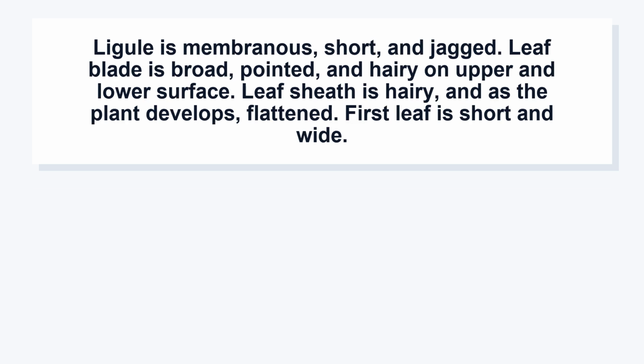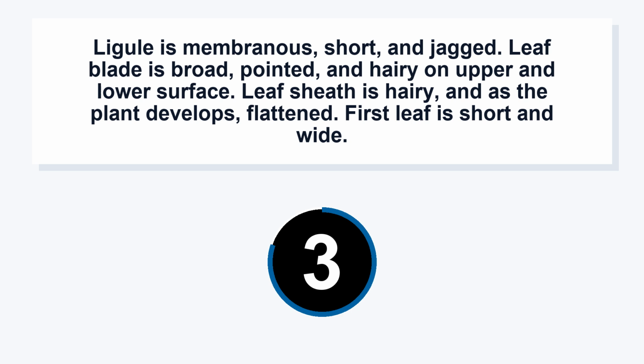Ligule is membranous, short, and jagged. Leaf blade is broad, pointed, and hairy on upper and lower surface. Leaf sheath is hairy, and as the plant develops, flattened. First leaf is short and wide. Large crabgrass.